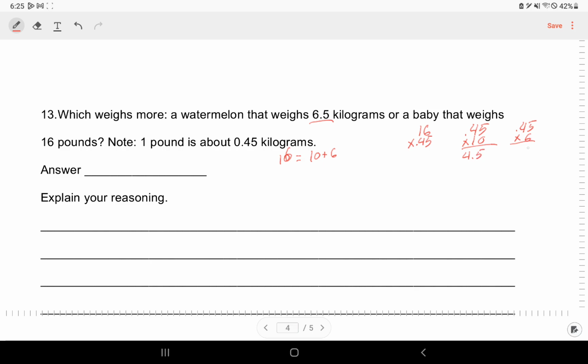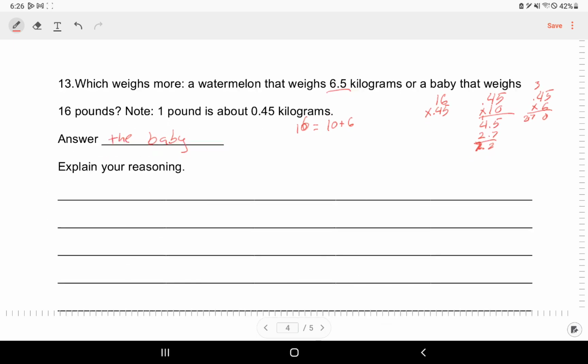And 6 times that, well, that's 0, carry 3, 24, 27. 2 decimal places. And so 2.7, that's 6, that's 12, carry 1, and so that's 7.2. And so 7.2 is more, so a baby.